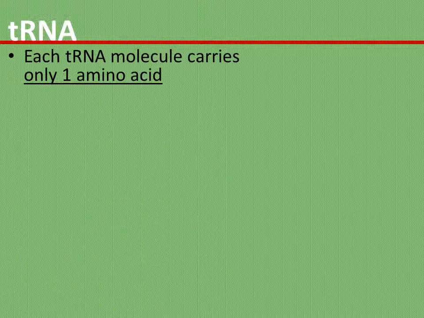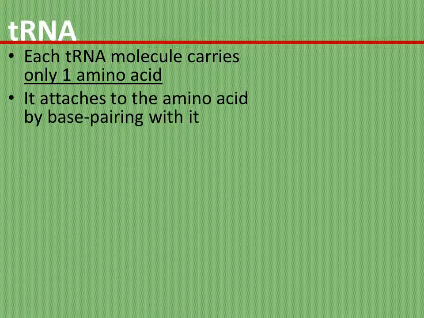Okay. I think this is the last thing I'm going to talk about, which is the transfer RNA. Again, each transfer RNA will carry one amino acid to the ribosome to make protein. It's going to attach by base pairing with it. Well, what does it mean by it? With the mRNA. So if you guys can, please change the word it to mRNA. It's going to attach the amino acid to the protein chain by base pairing with the mRNA.